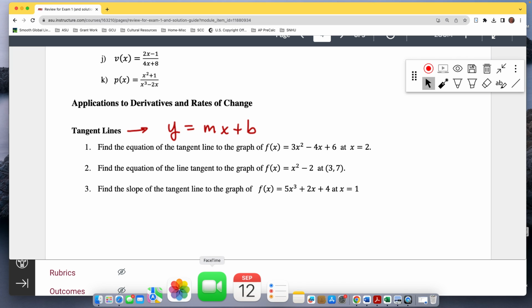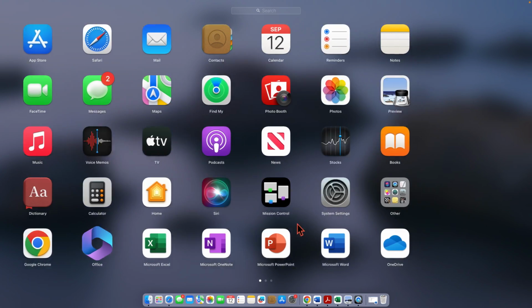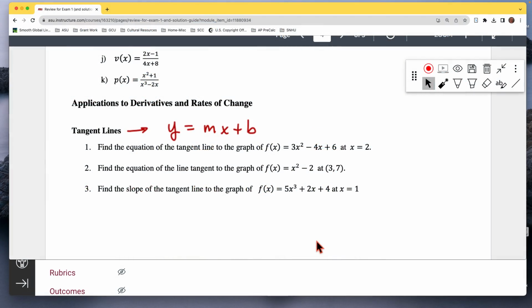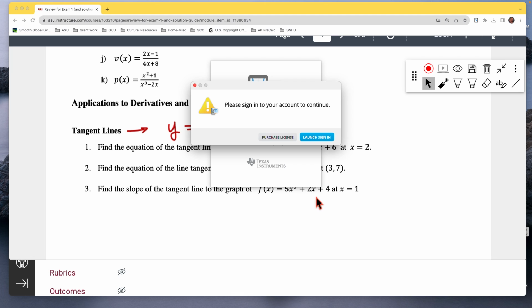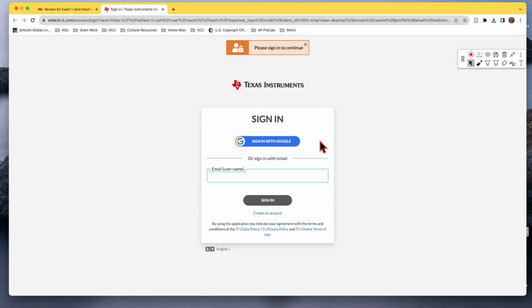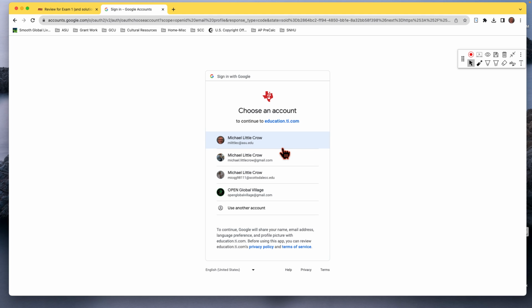Hopefully, I should have opened it up earlier. Lately, the calculator just opens up for me, so hopefully it will. TI-84 I'll use, because it'll show up here. I think I've shown maybe one or two of you this already, and I said I would make it sign in. And I did it with this account.